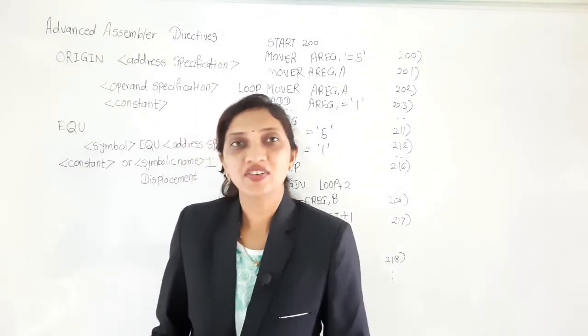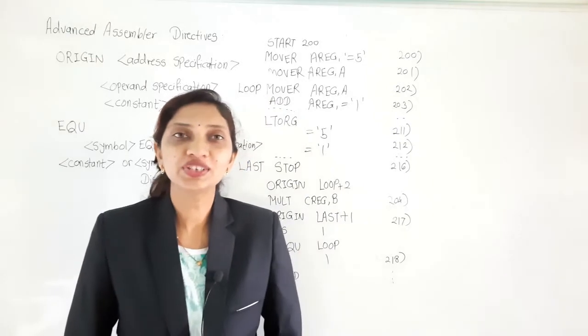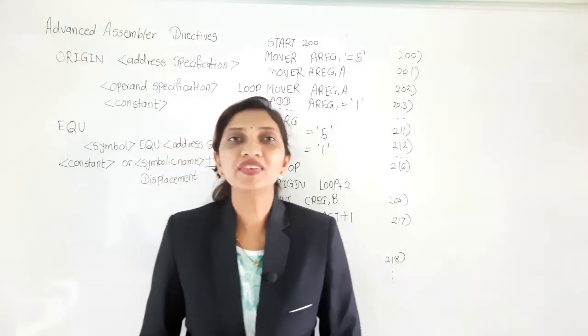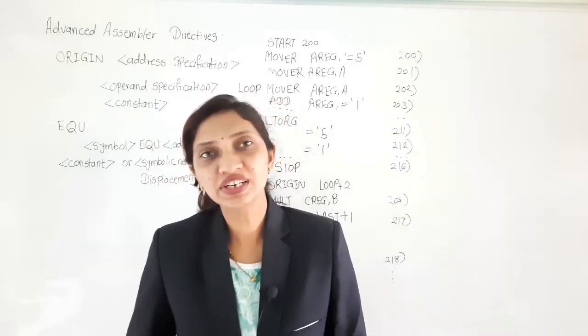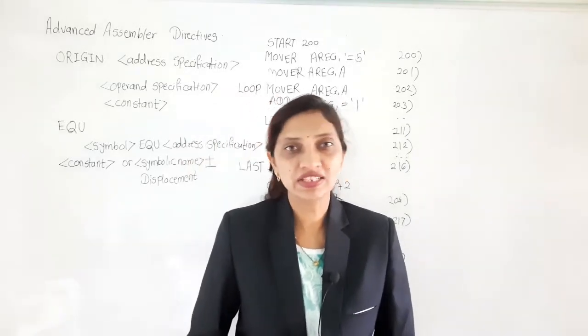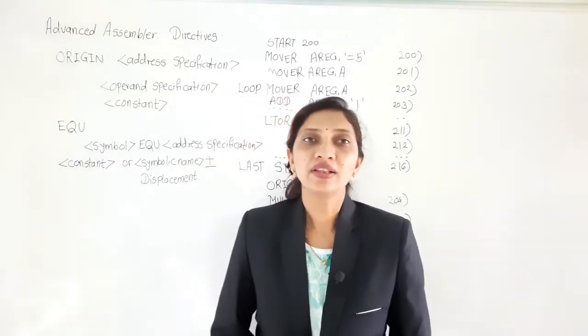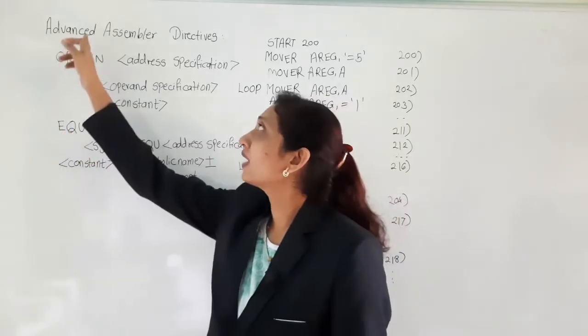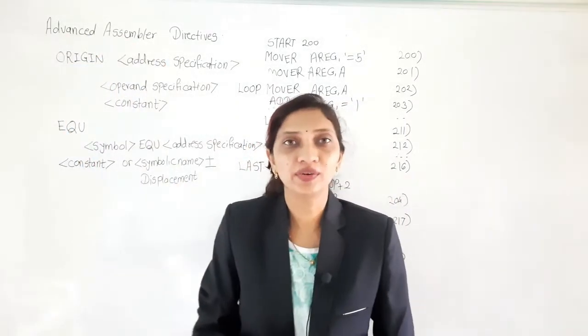In the last lecture, we learned about the pass structure of an assembler. In that, we learned about the two-pass translation model and the single-pass translation model. Today we learn about advanced assembler directives.